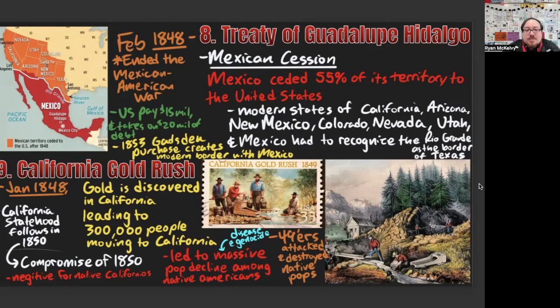This leads to a lot of problems with the native Californios living there. The Native Americans who are also living there will be very quickly removed out of their territory. Many of them will also die from disease. And California will become a state in less than 2 years, in what's known as the Compromise of 1850, which will bring California in as a state because of the massive amount of people moving there.